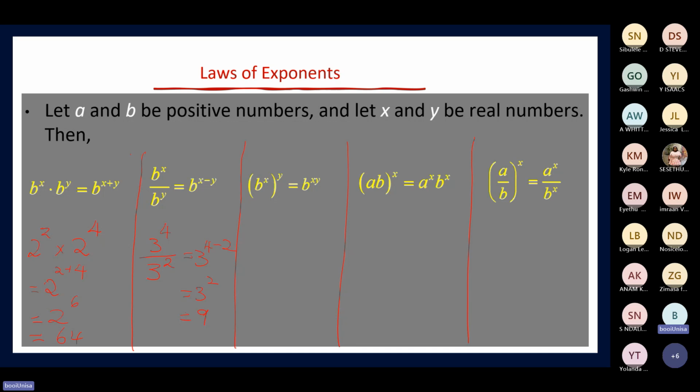Now, if I've got a power raised to a power, what does that mean? If I have b to the power of x, in brackets, to the power of y, it means the powers are multiplying each other. That is what it means. 4 to the power of 2, to the power of 3, is the same as 4 to the power of 2 times 3, which equals 4 to the power of 6. And 4 to the power of 6 means 4 multiplying by itself 6 times, which equals 4,096.